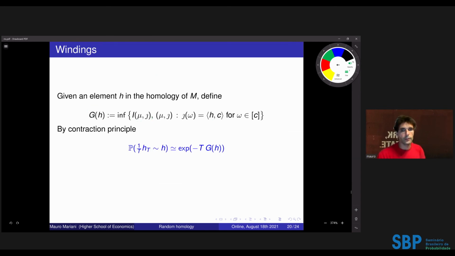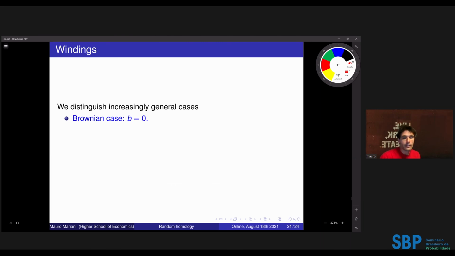So what's called the contraction principle in large deviations tells you that the probability that 1 over t times the winding is close to h is, in the sense of large deviations, e to the minus t G of h. And so the main content of what I wanted to do in this work, beyond this topology issue, which is quite technical, is to understand something about this functional G. So I just say something about this and I'm done.